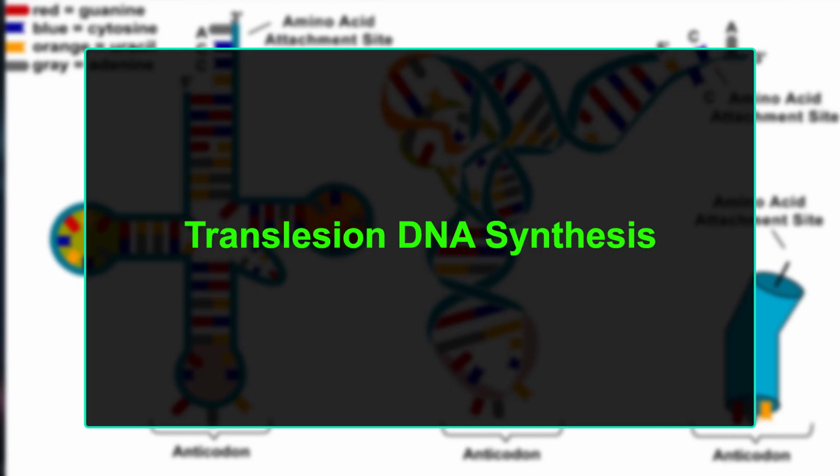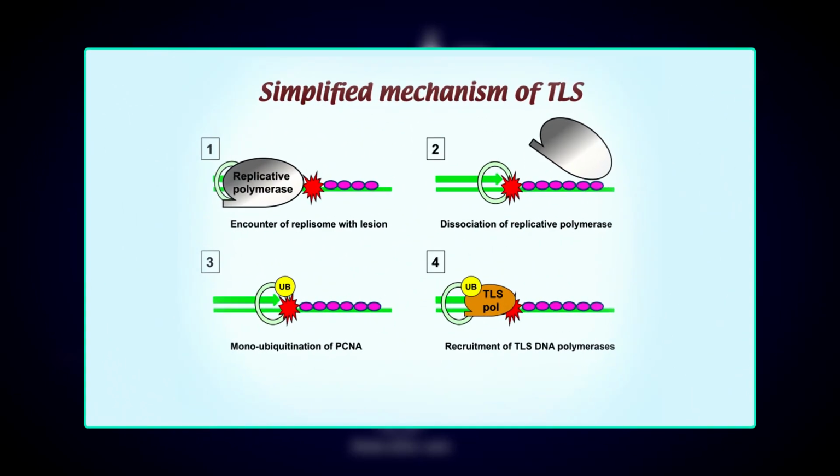Translesion DNA synthesis, that is TLS, is the process by which cells copy DNA containing unrepaired damage that blocks progression of the replication fork. DNA polymerase can skip past a lesion on the template strand, leaving behind a gap. It has another option when such a lesion is encountered, which is to synthesize DNA in a non-template directed manner.